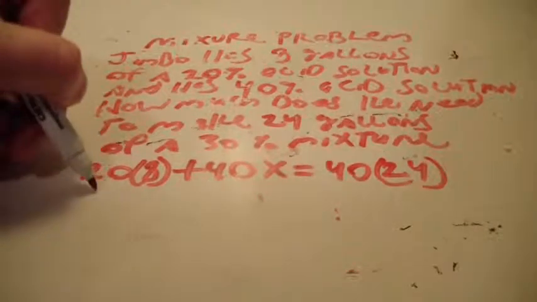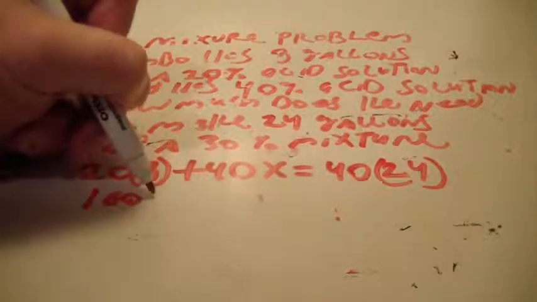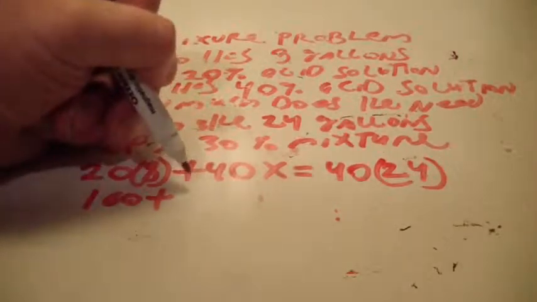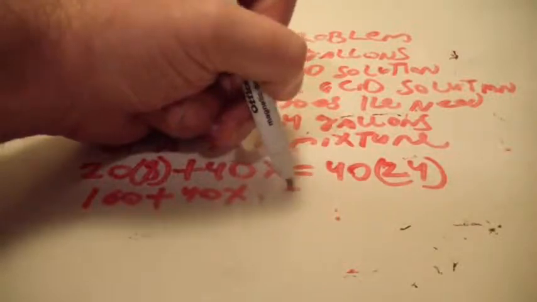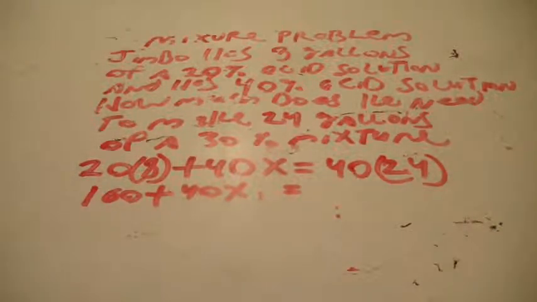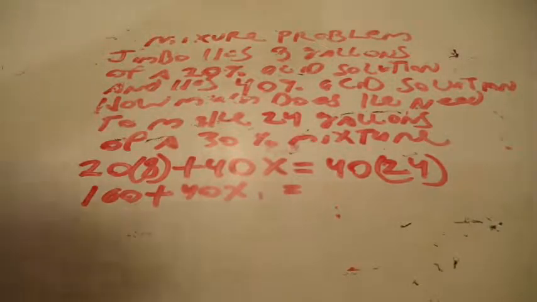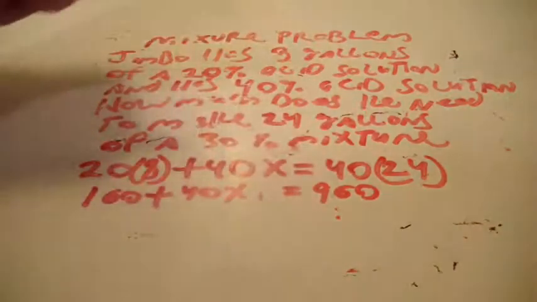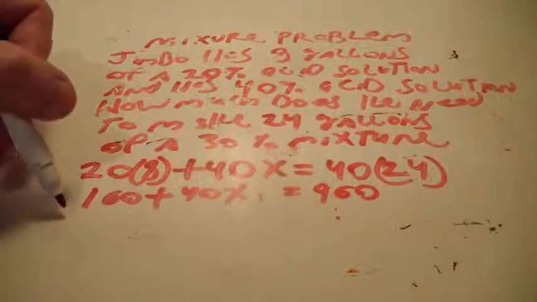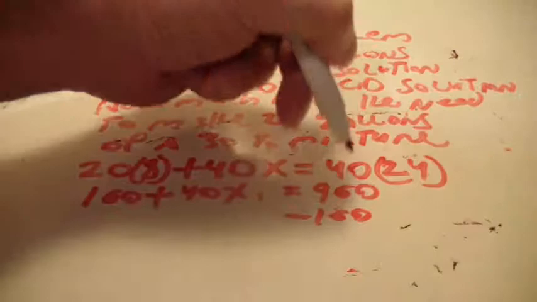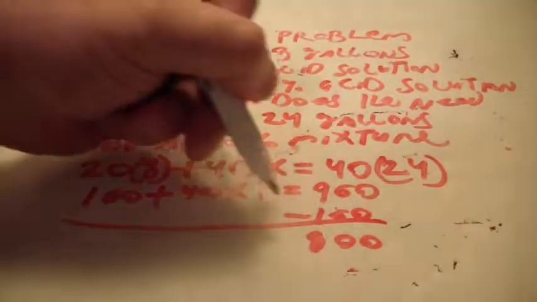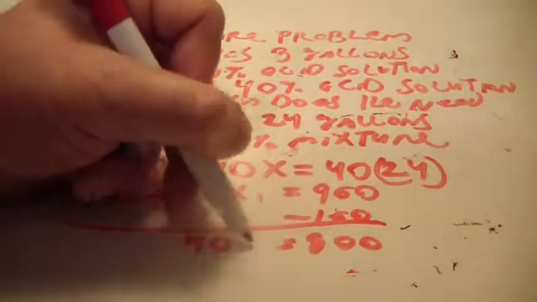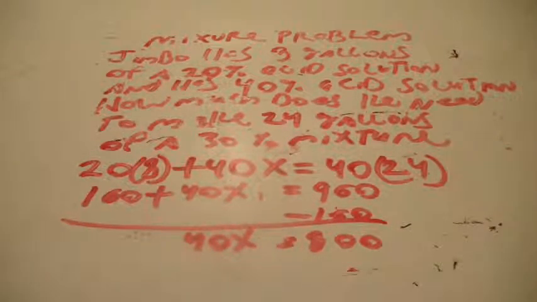All right. So we simply do the algebra once more. So let's do that. We know that's 160. Okay, we know this is simply 40x. All right, equals, let's break out our calculators. Okay, now we're going to minus 160 from both sides. That is going to give us 800.